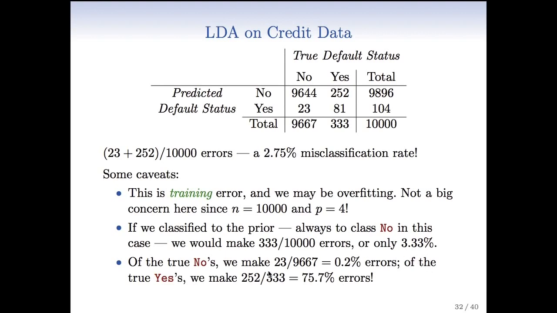The other thing to look at, though, is you can break the errors into different kinds. So of the true no's, we make 0.2% errors. So we hardly ever misclassify a no. But of the yeses, we make a whopping 75.7% errors, right? So the errors are very lopsided in this case. And that's maybe not such a good idea.